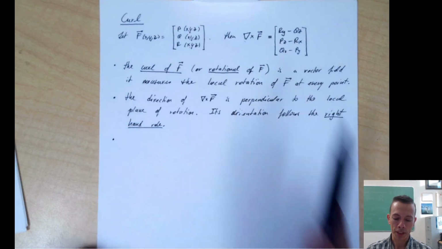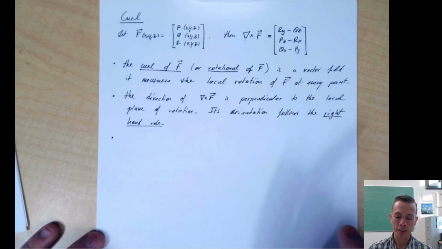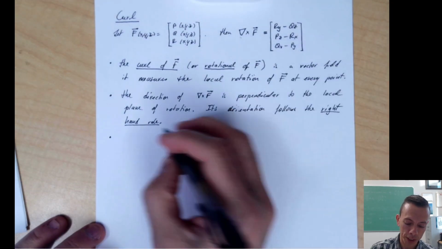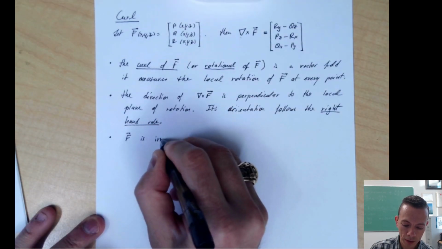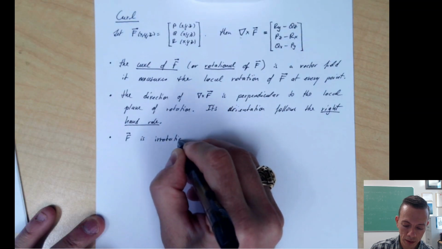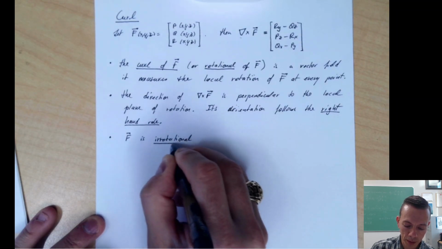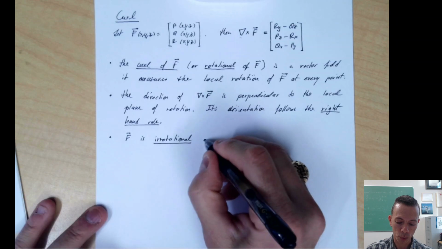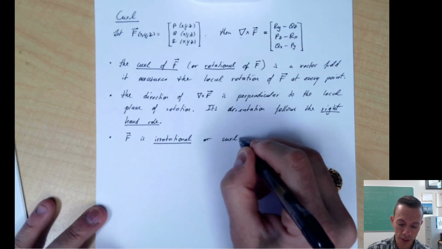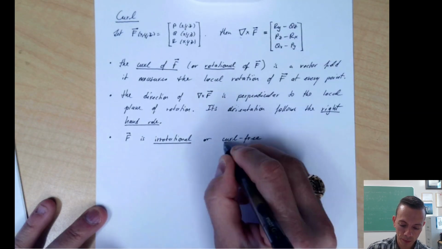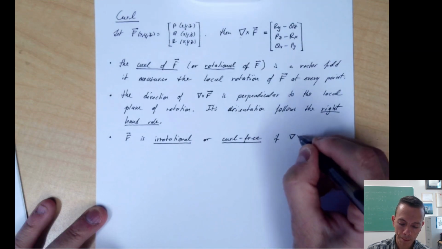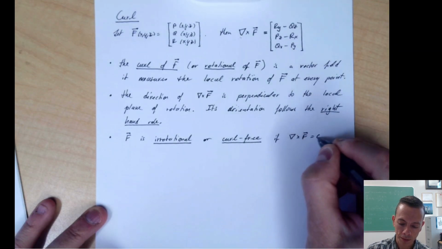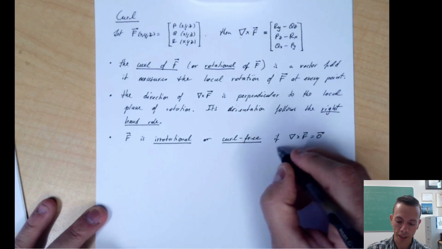So some vector fields have the property that their curl is zero everywhere. Those are called irrotational vector fields. Another word is curl-free. That's if the curl is the zero vector at every point.